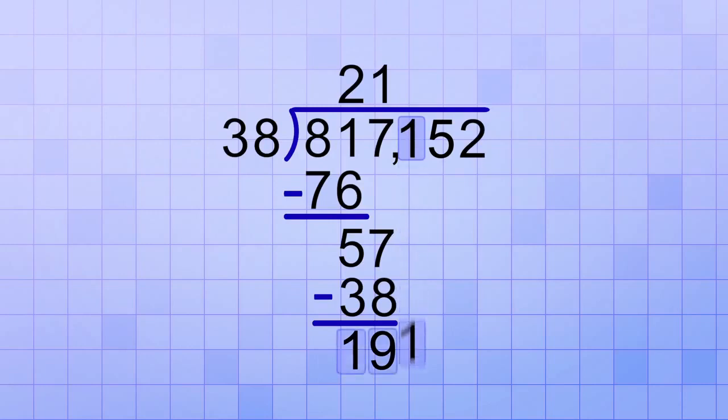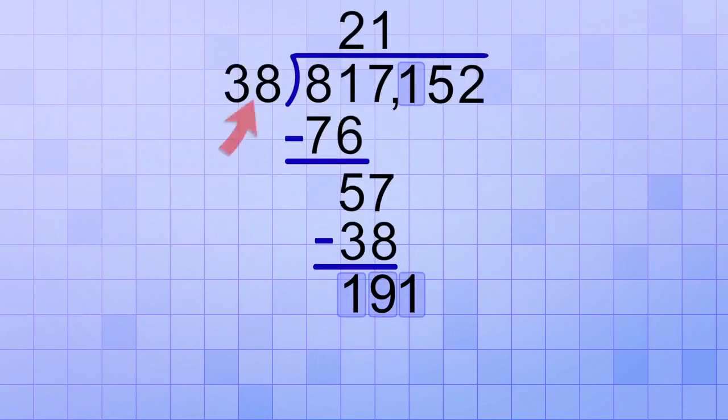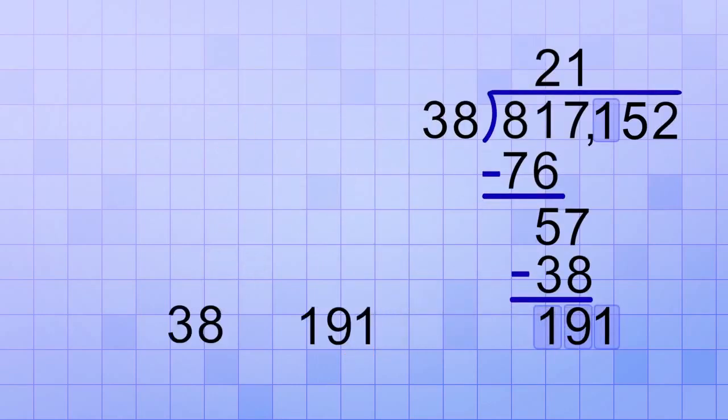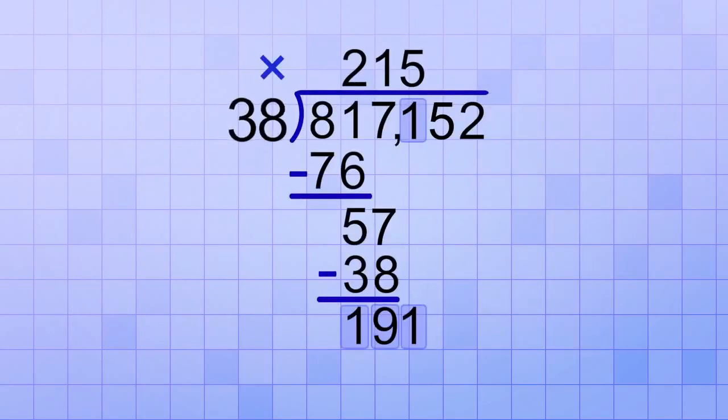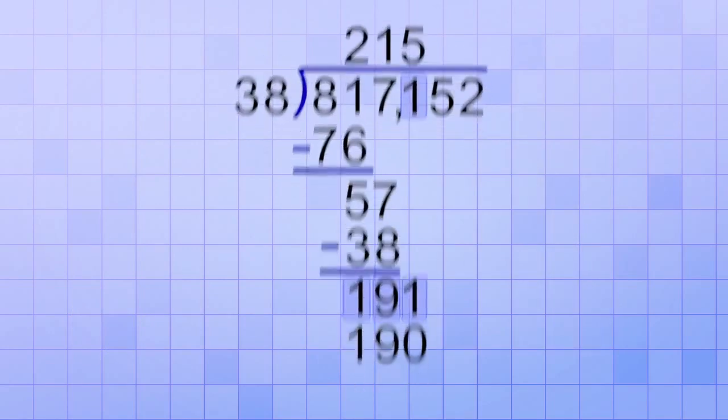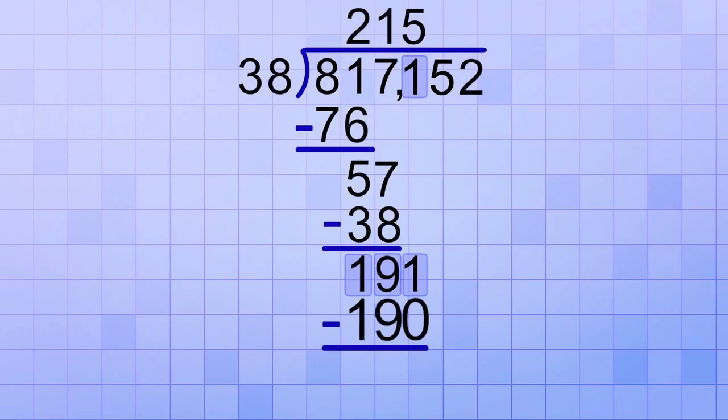We bring down a copy of the 1, and now we ask, how many 38s will it take to make 191? That's a bit tougher. To estimate, I'll round those numbers to 40 and 200. And I know that 5 40s makes 200, so 5 is my estimate for the next answer digit. 5 times 38 equals 190. And 191 minus 190 leaves a remainder of 1.